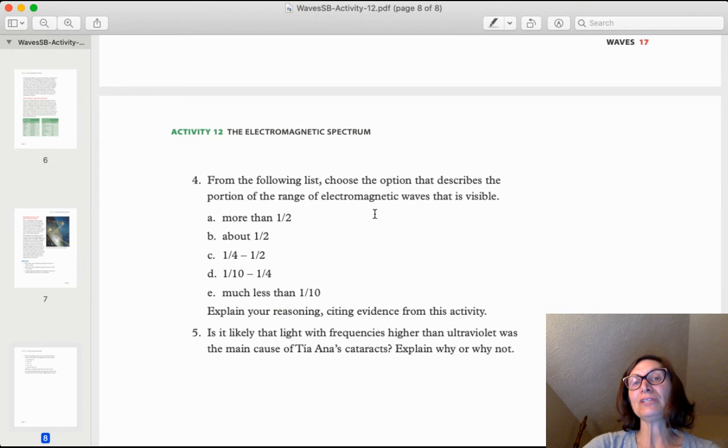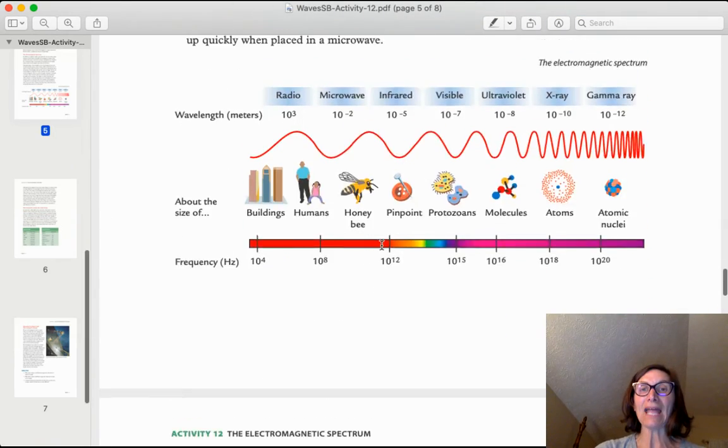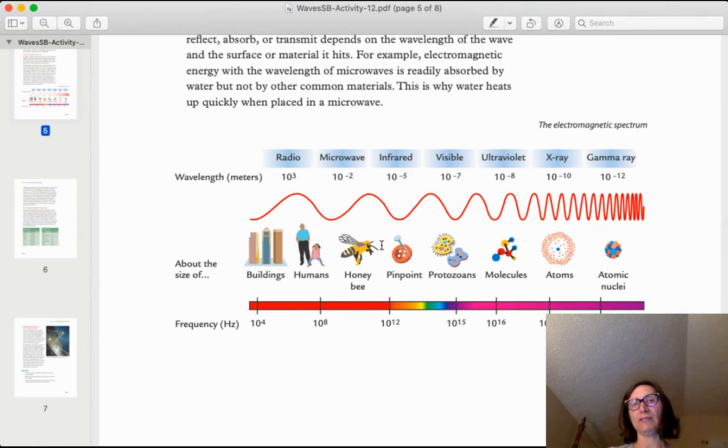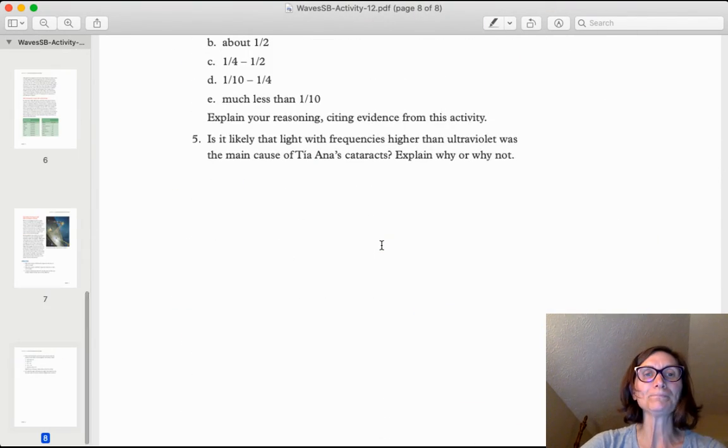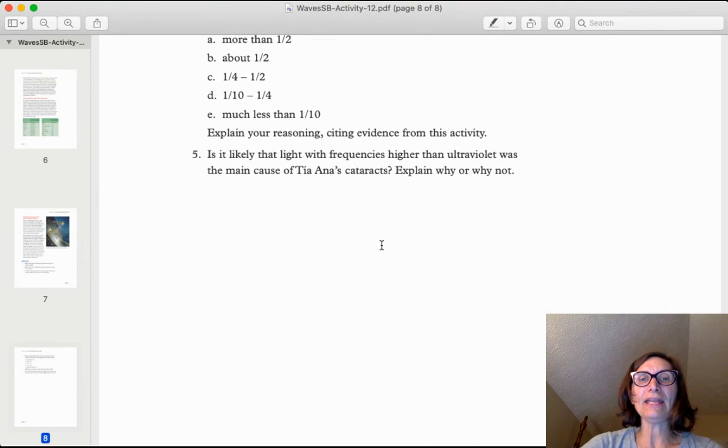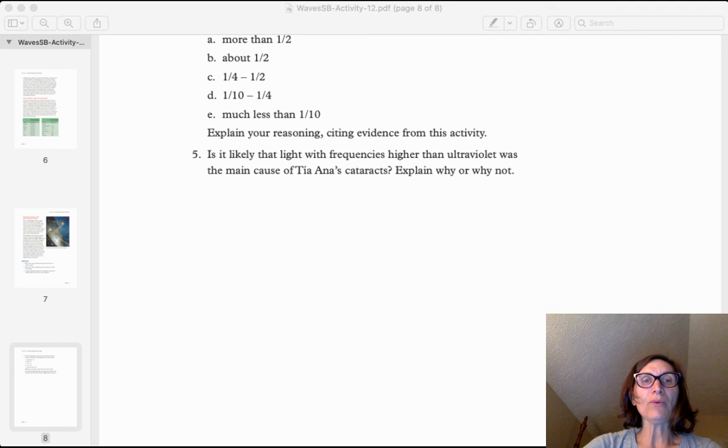From the following list, choose an option that describes the portion of the range of electromagnetic waves that's visible. And so, on that electromagnetic spectrum, how much of the spectrum is visible light? Obviously really small. And then talking about higher frequencies, ultraviolet with Tina's cataracts. So now we're going to go back to our post here and look at the question.